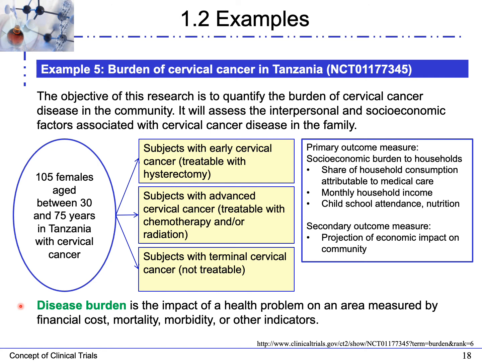associated to the disease. And so here it's a cohort of 105 females aged between 30 and 75 years in Tanzania with cervical cancer, stratified according to the severity of the cancer, so the stage of the cancer, and looking at measuring a primary outcome in terms of socioeconomic burden to the household, as well as some secondary outcome measures related to the projection of economic impact on the community.